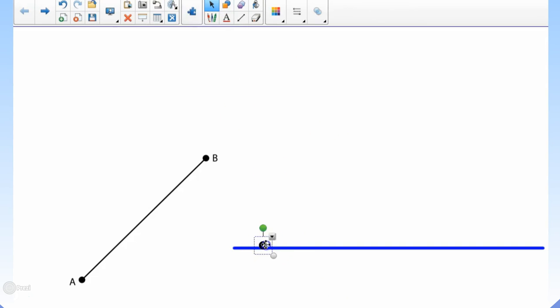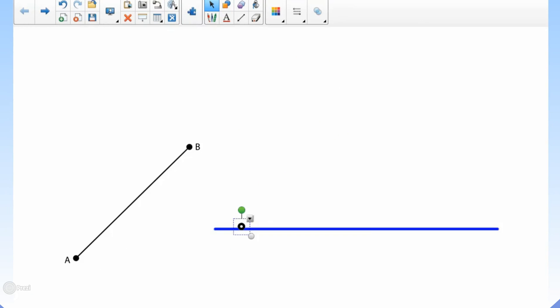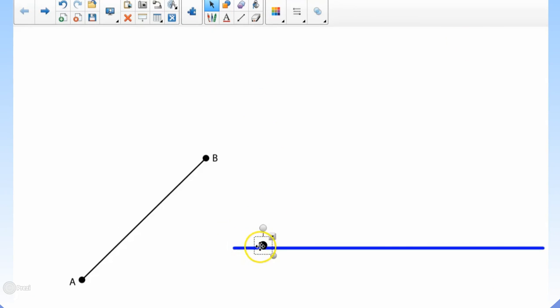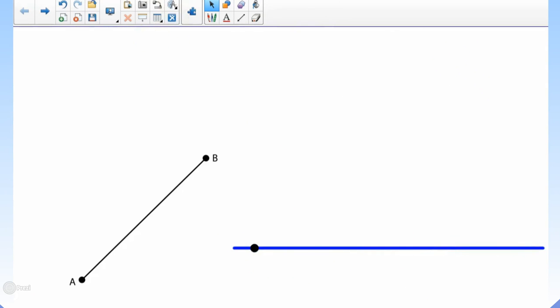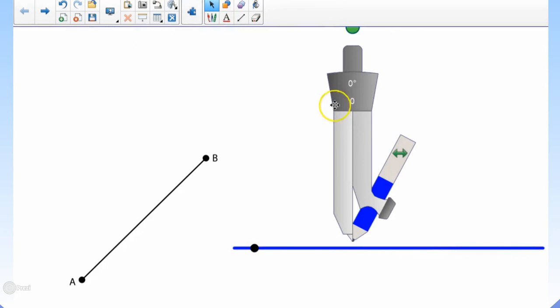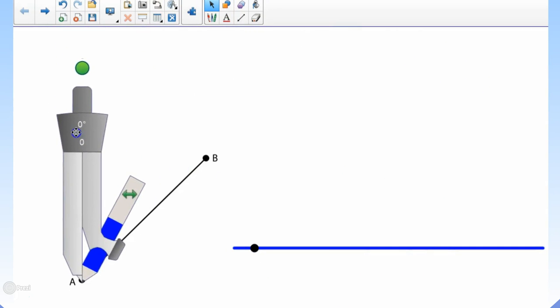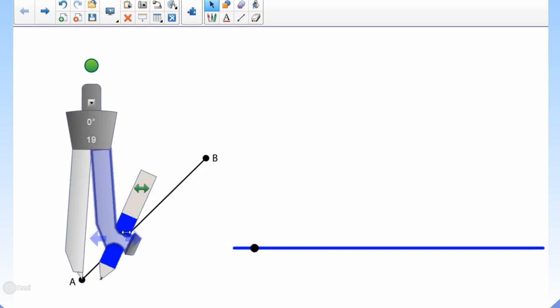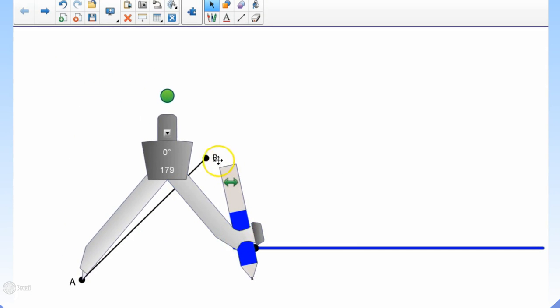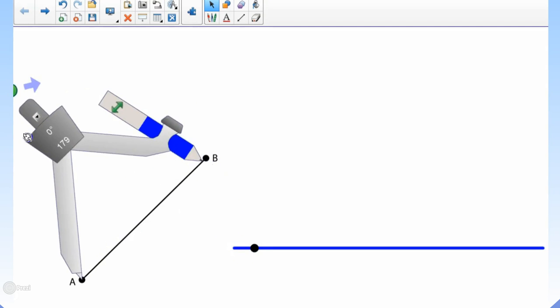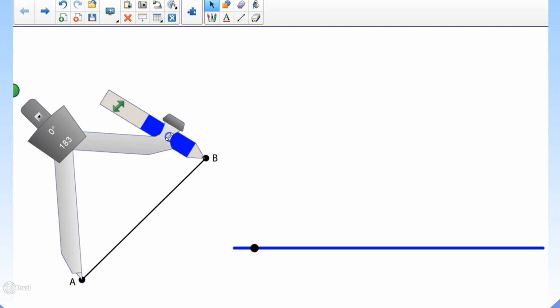Now it's going to be a lot easier for you to just draw a point on your line, where I had to use my circle tool. So here's my end point. Now I'm going to take my compass and put the pointy end of it on point A, and then I'm going to open it up and put the pencil end on point B.